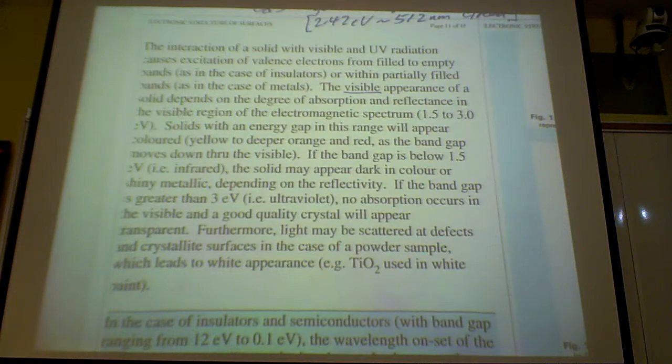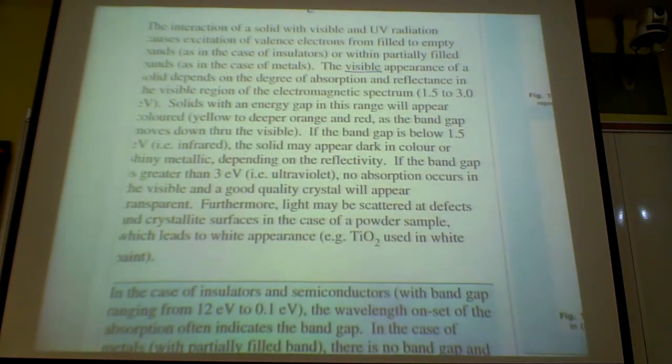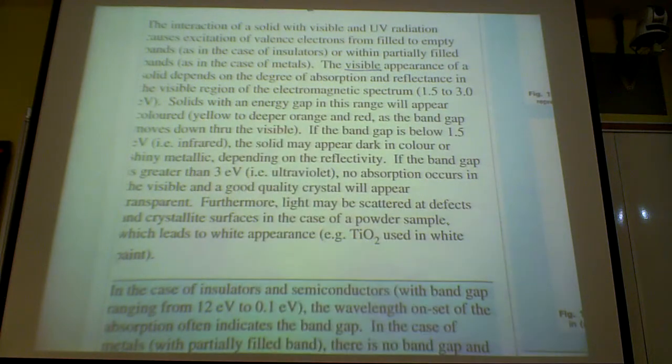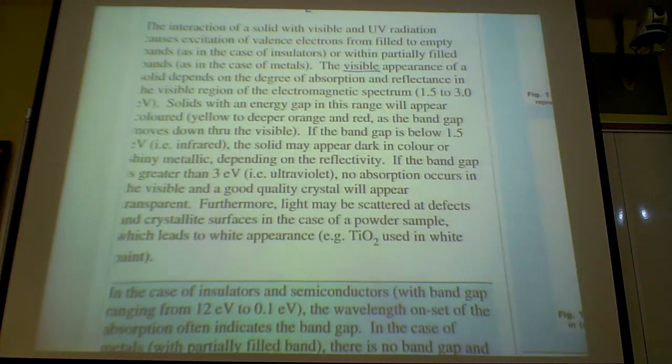If you have a solid with an energy band gap in this region, then you can either absorb or reflect the light, and that gives this material its color. So a material with this kind of band gap will give you yellow to deep red and red as the band gap moves through this electronic structure.